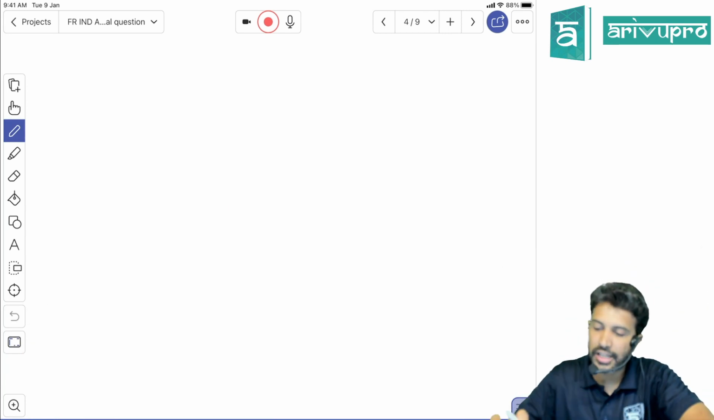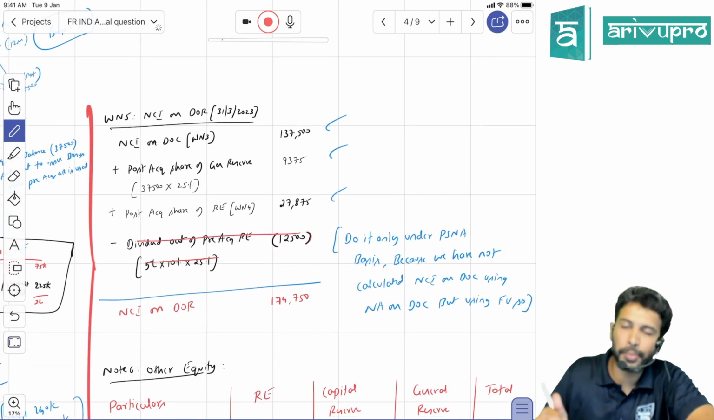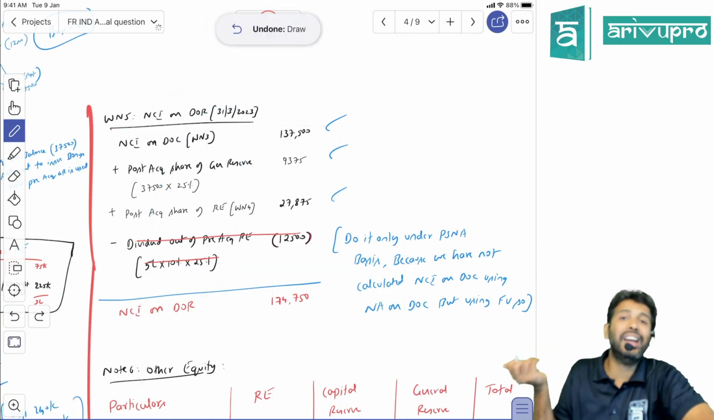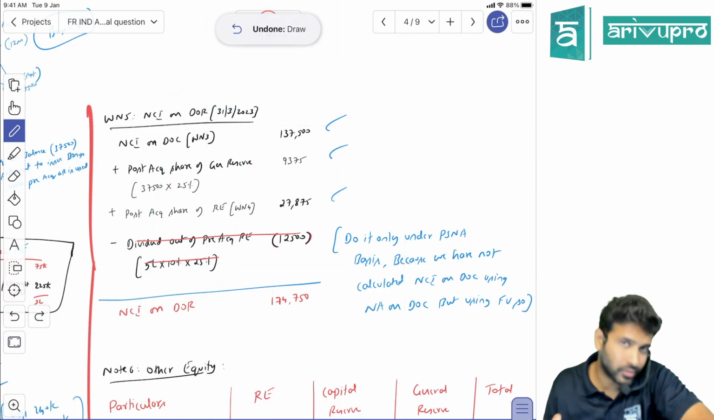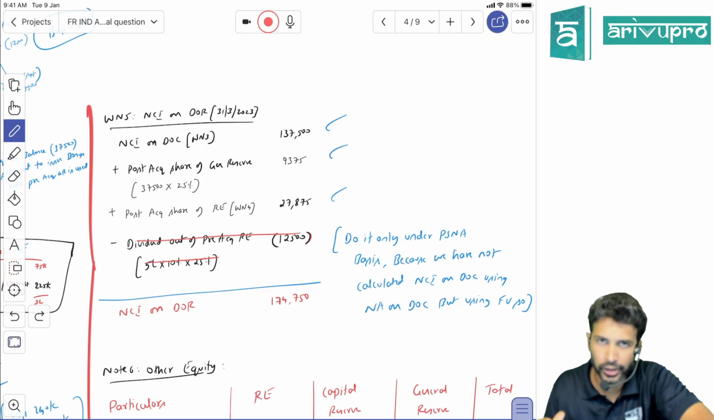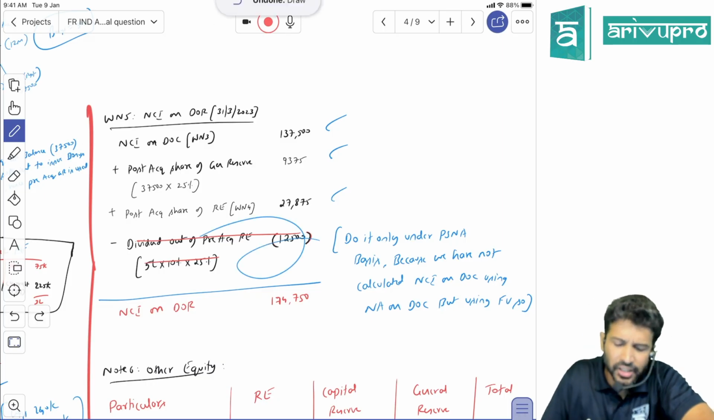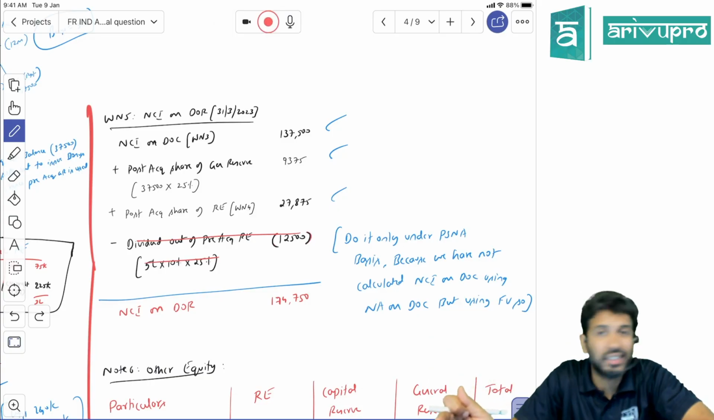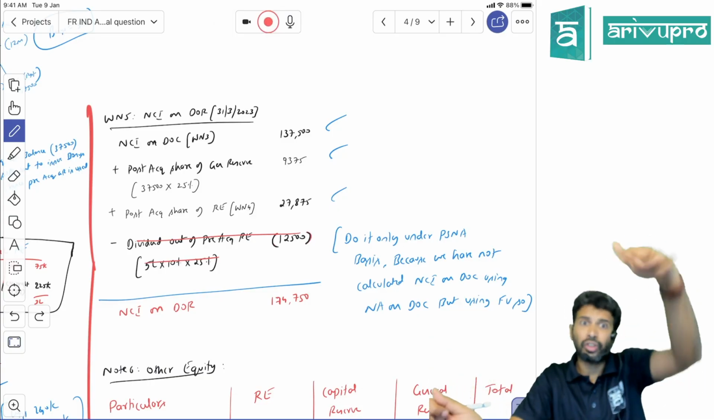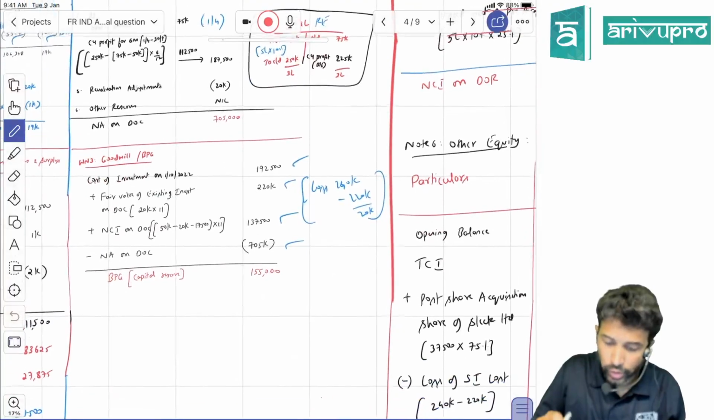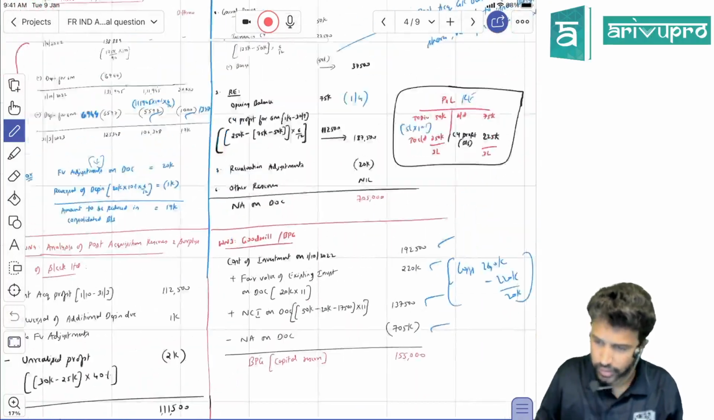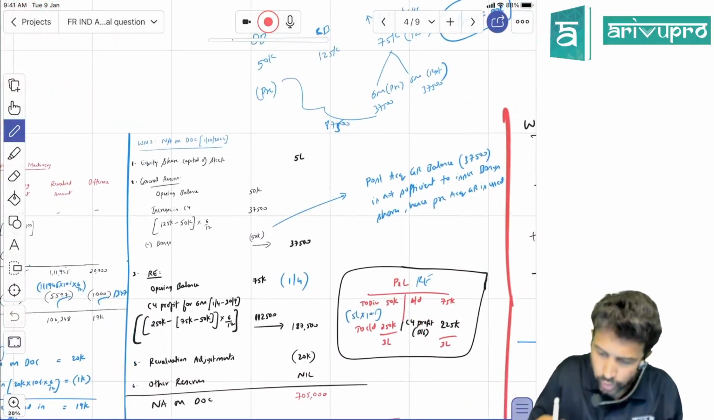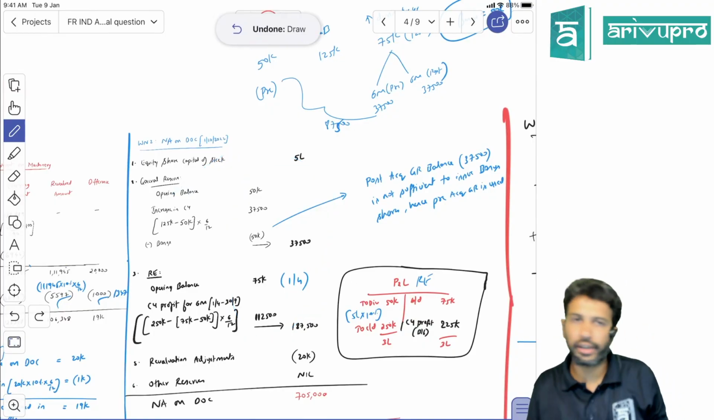And I told you in the class, for pre-acquisition dividend, reduce the pre-acquisition dividend from the NCI working and also from the parent's retained earnings. The logic is, using pre-acquisition profit, the subsidiary company has declared the dividend. So how do you find out net assets on the date of control? You take the reserves and surplus existing on the date of control and you calculate.